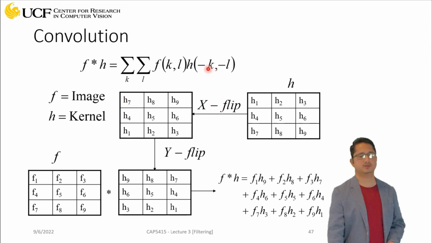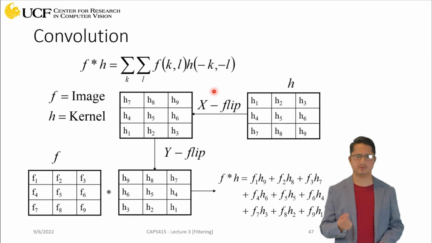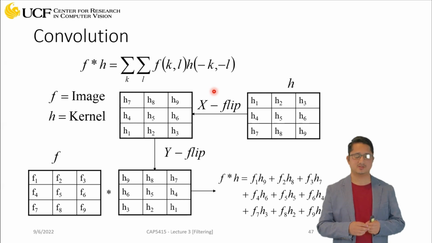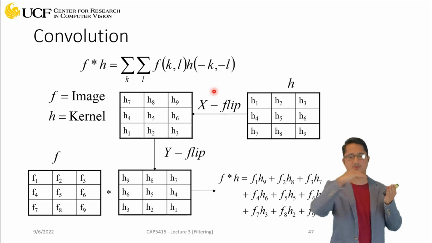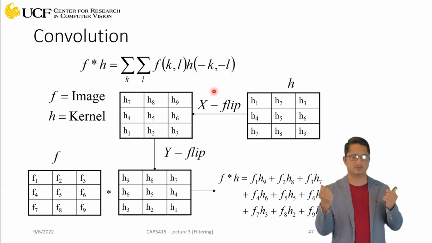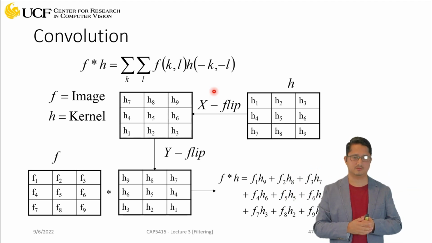So these k and l are not actual values. These are indices. Oh, yeah, I see, I get it. Think about a coordinate system: you're going from negative x to positive x, so you just flip the x's. Yes, okay, that's good. Thank you.